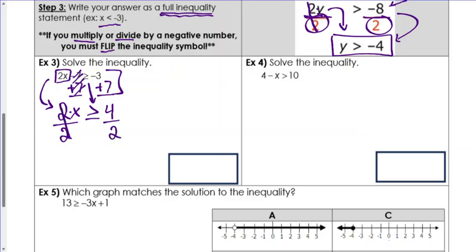Those cancel each other out. That gives me x all by itself, which is the whole goal here. The sign comes down, still greater than or equal to, and then I divide 4 by 2 to get 2. So that is my final answer. x is greater than or equal to 2.